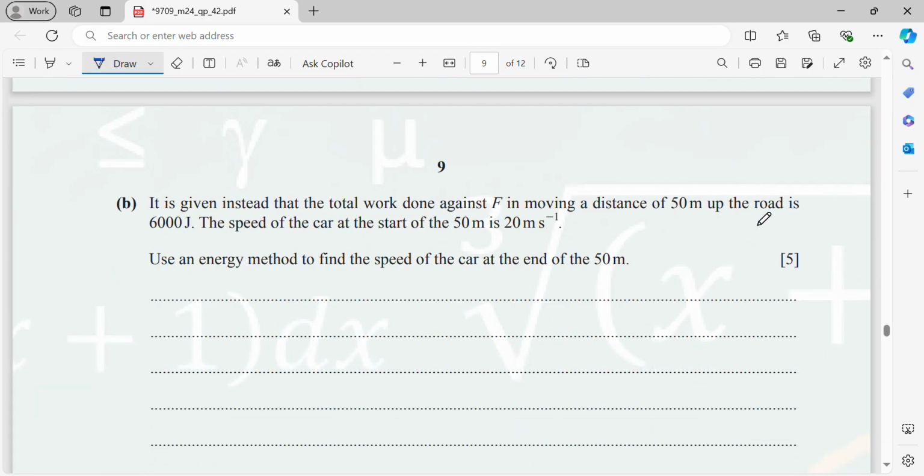Okay, now next part, B. It is given instead that the total work done against F in moving a distance of 50 meters up the route is 6000 joules. The speed of the car at the start of the 50 meters is 20 meters per second. Now use an energy method to find the speed of the car at the end of 50 meters.